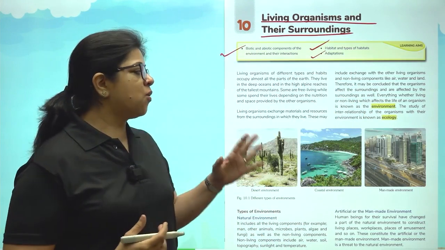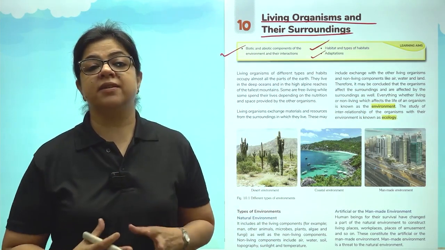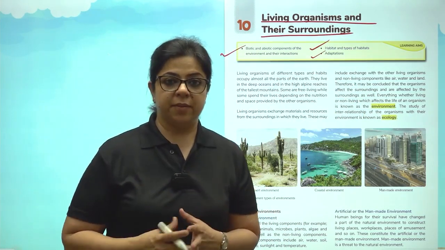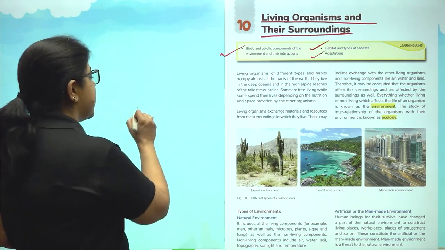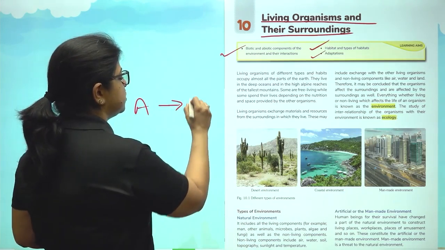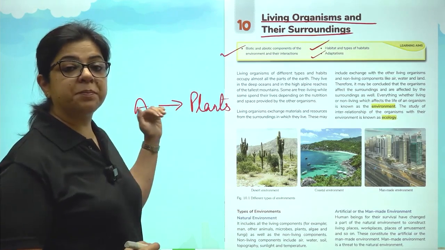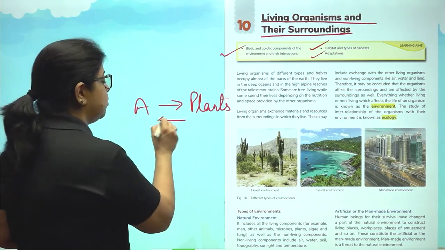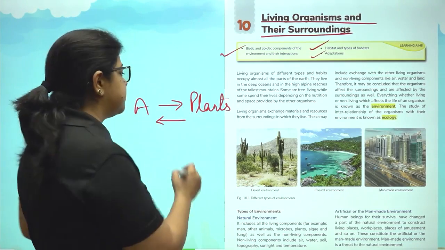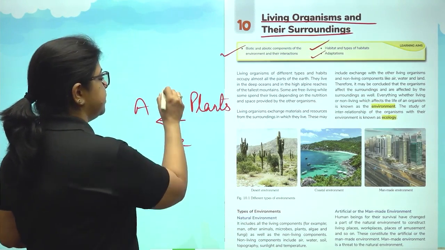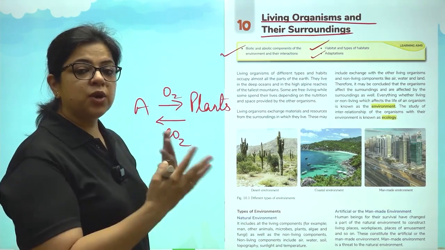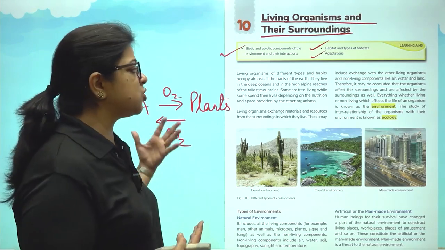Now, children, living organisms exchange material and resources from the environment. So, we know that animals need oxygen from plants. And plants are also dependent on animals. How? They are dependent on animals for carbon dioxide. So, we all are interdependent on each other.